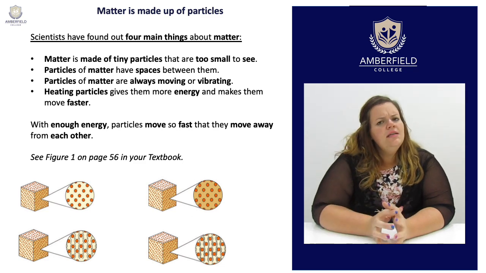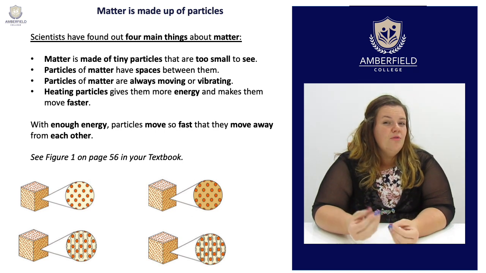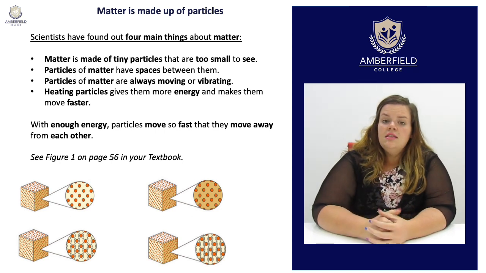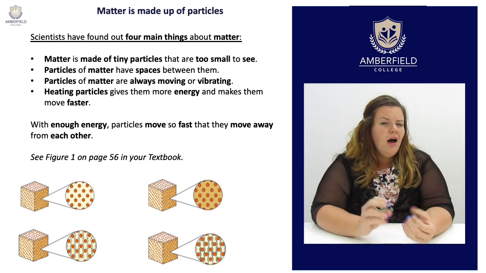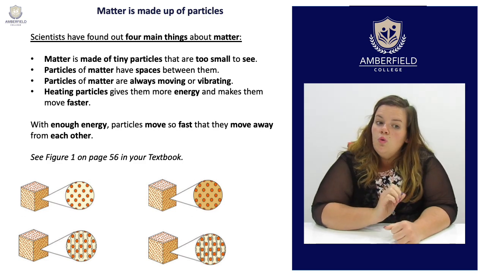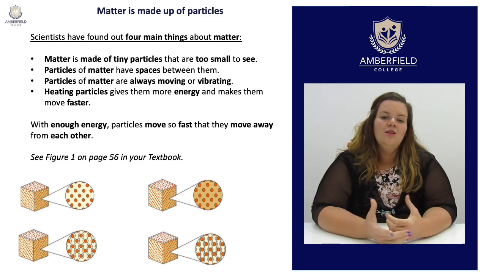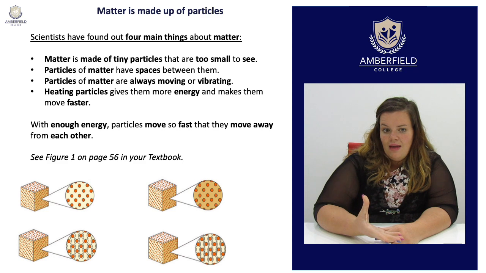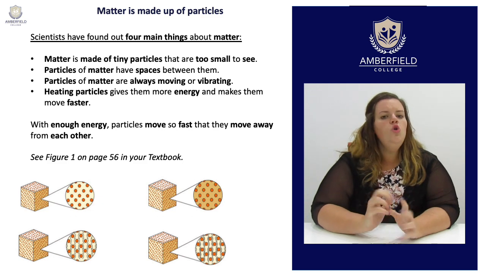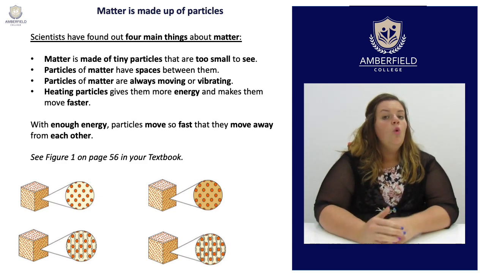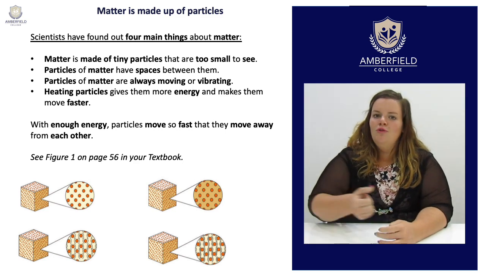Matter. So matter is made up of particles. Now we know matter is everything around us. So scientists have found out 4 main things about matter. Matter is made up of tiny particles that are too small to see. But put them under a microscope and you'll be able to see the particles. Particles of matter have space between them. And these particles are always moving and vibrating. When you heat the particles, it gives them energy which makes them move faster.